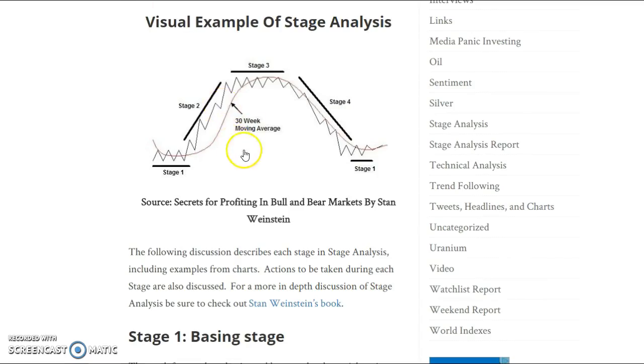Now, just a quick recap on stage analysis. The point of stage analysis is to get in early in bull markets, which are stage 2 advances in stage analysis, and get out of bear markets, which are also called stage 4 declines. And really it's just a trend following method. You're just detecting a new breakout into a stage 2 advance and then getting out of a stage 4 bear market early enough to avoid major losses.